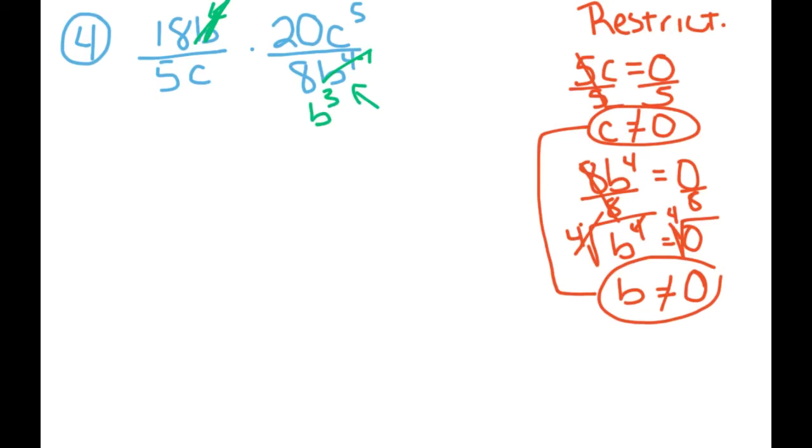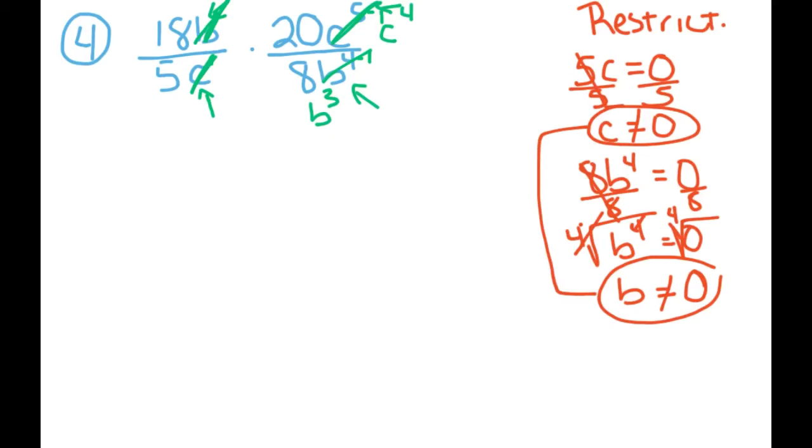And again, we're just using our exponent rules here. I have c to the fifth up here on top, and I have a c down here on bottom. So I am going to take this c to the 1 on the bottom, bring it up here and subtract it. So I get c to the fourth up here on top.